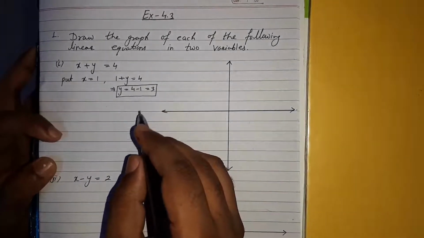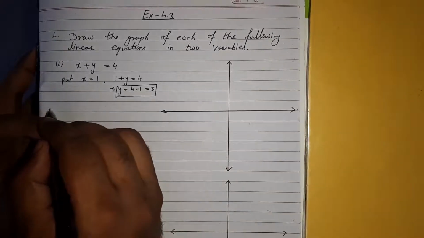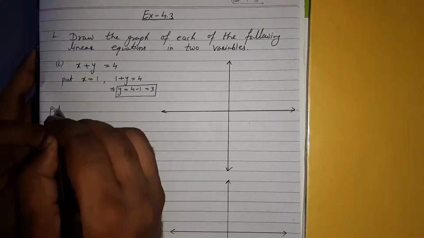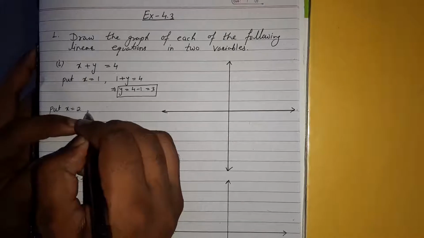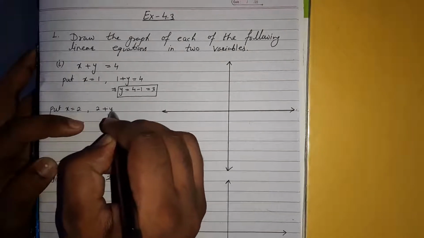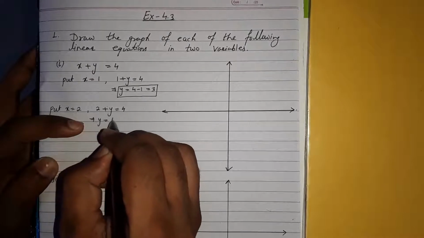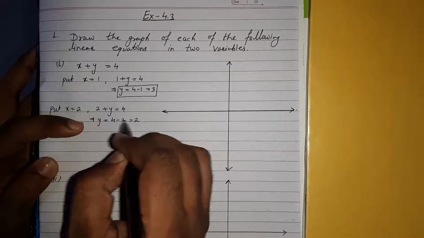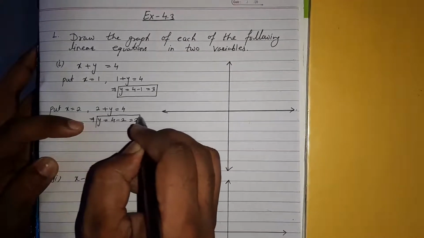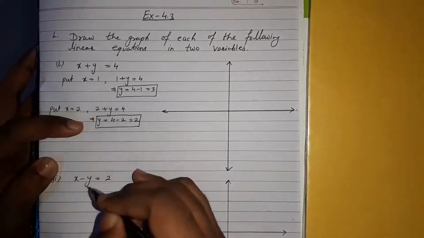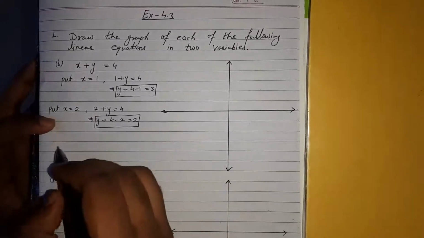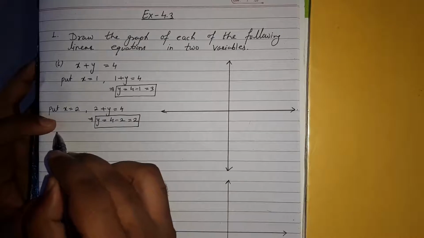Similarly we can find the second solution. So put x is equal to 2. So it will be 2 plus y is equal to 4. So the value of y will be 4 minus 2, that is 2. So the second solution is x is equal to 2 and y is equal to 2. We can make a simple table, like this.